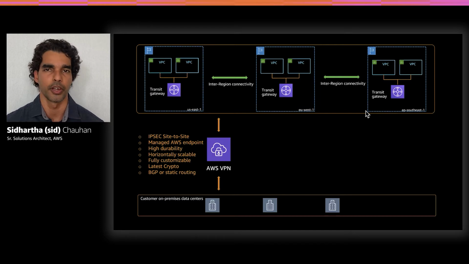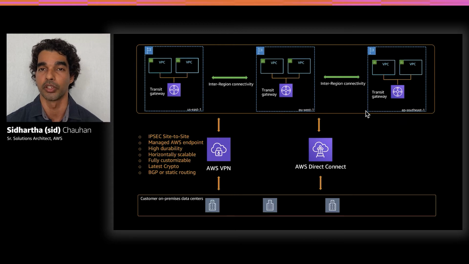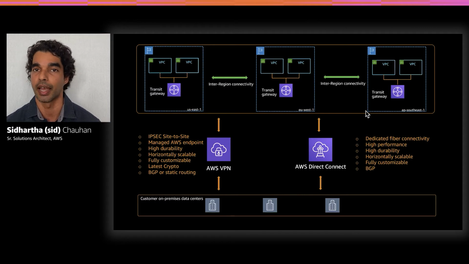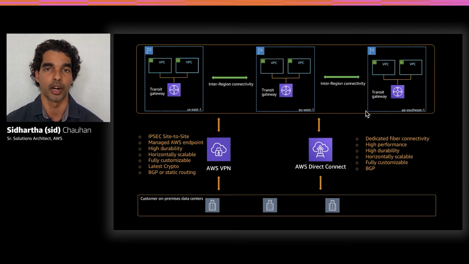Now, while VPN is a great way to get started, it's still over the internet and it is plagued by latency, jitter, and packet loss. So for your production workloads and critical workloads, we recommend using AWS Direct Connect. AWS Direct Connect lets you create dedicated fiber connectivity between your data center and AWS. You can get port speeds up to 10 gigs, and you can create multiple circuits, multiple connections to get high availability and scalability. You control routing through border gateway protocol, and it's completely customizable. So you can route traffic as your use case demands.